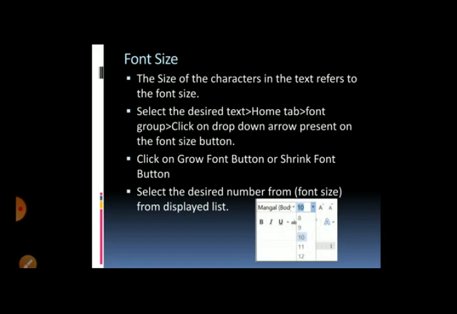First, select the desired text. Then on the Home tab in the Font group, click on the drop down arrow present on the Font Size button, or click on the Grow Font button to increase the font, or the Shrink Font button to decrease the font. The Grow Font button is represented by a capital A, a little bigger in size, and the Shrink Font button is represented by a small a, a little smaller in size. The second method is to select the desired font size number from the displayed list. You can directly change the number from the list, as mentioned in the figure.